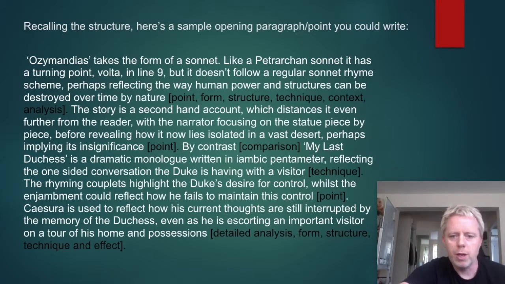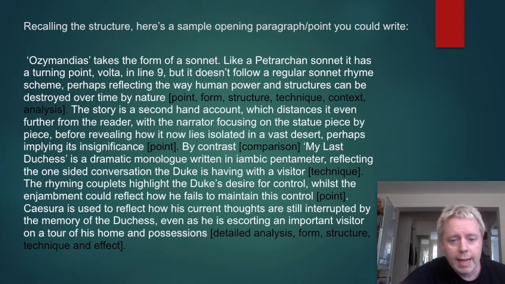So I've gone on and I'm talking about structure, form and structure perhaps. Ozymandias takes the form of a sonnet. Like a Petrarchan sonnet, it has a turning point, a volta in line 9, but it doesn't follow a regular sonnet rhyme scheme, perhaps reflecting the way human power and structures can be destroyed over time by nature. So I've identified a technique, but more importantly, I've explored the effect of that technique and I've linked it directly to the question. Okay, I've talked about power and how it can be diminished or destroyed over time.